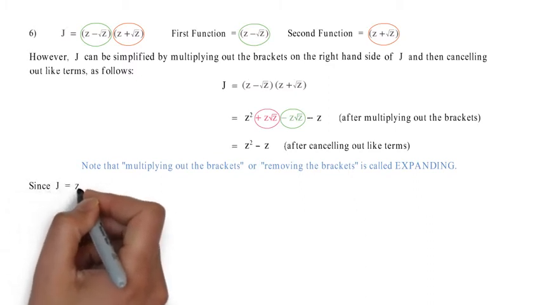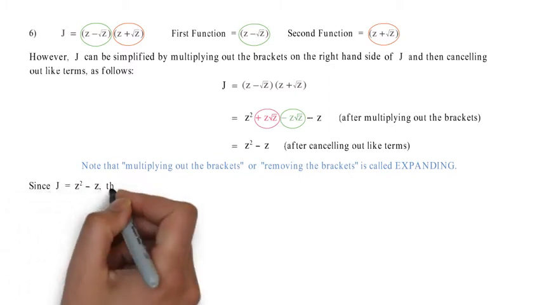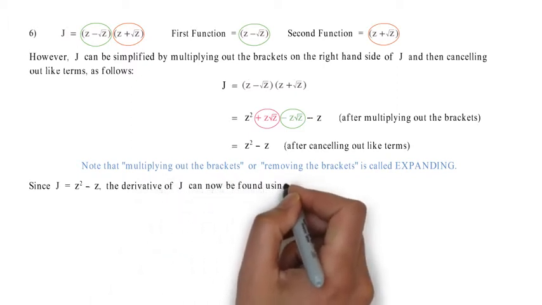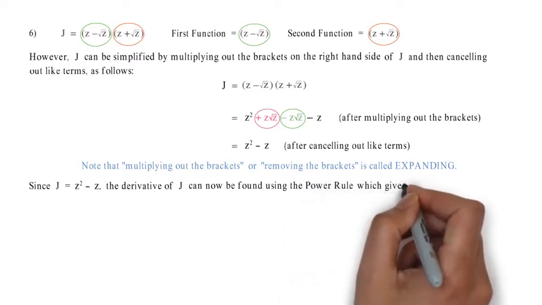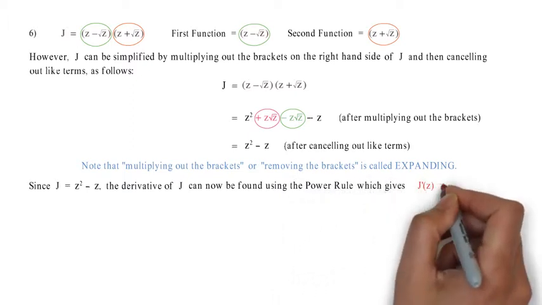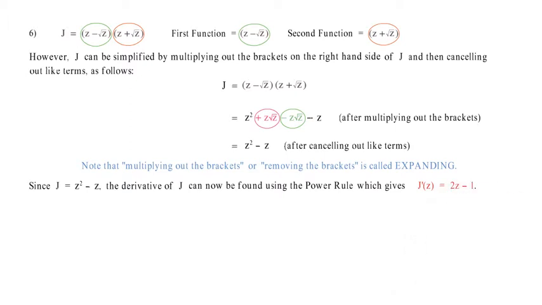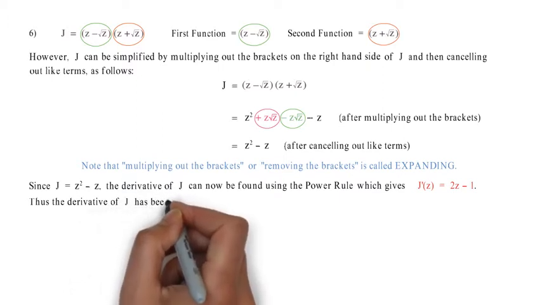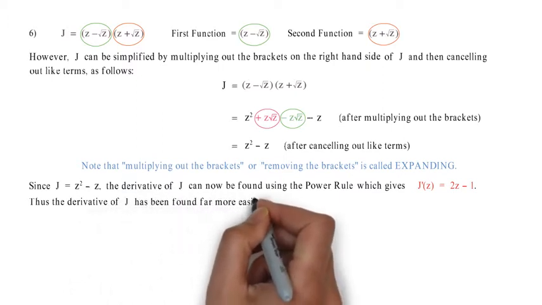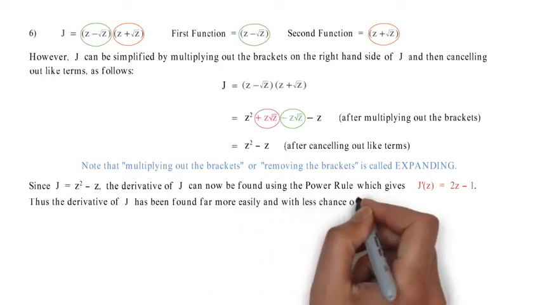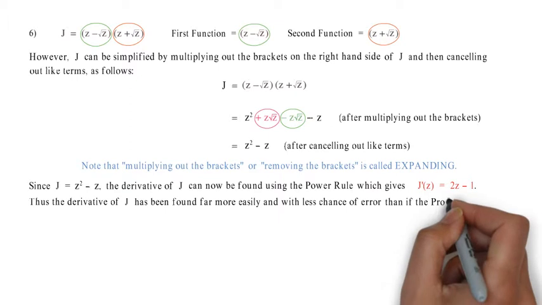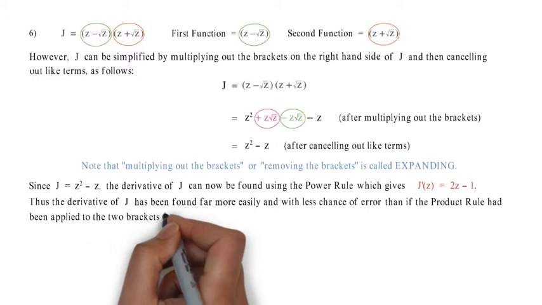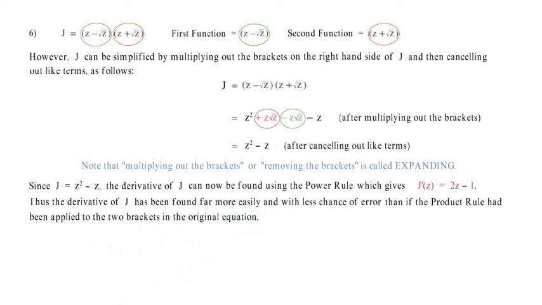Since j equals z squared minus z, the derivative of j can now be found using the power rule, which gives j dash z equals 2z minus 1. Thus, the derivative of j has been found far more easily and with less chance of error than if the product rule had been applied to the 2 brackets in the original equation.